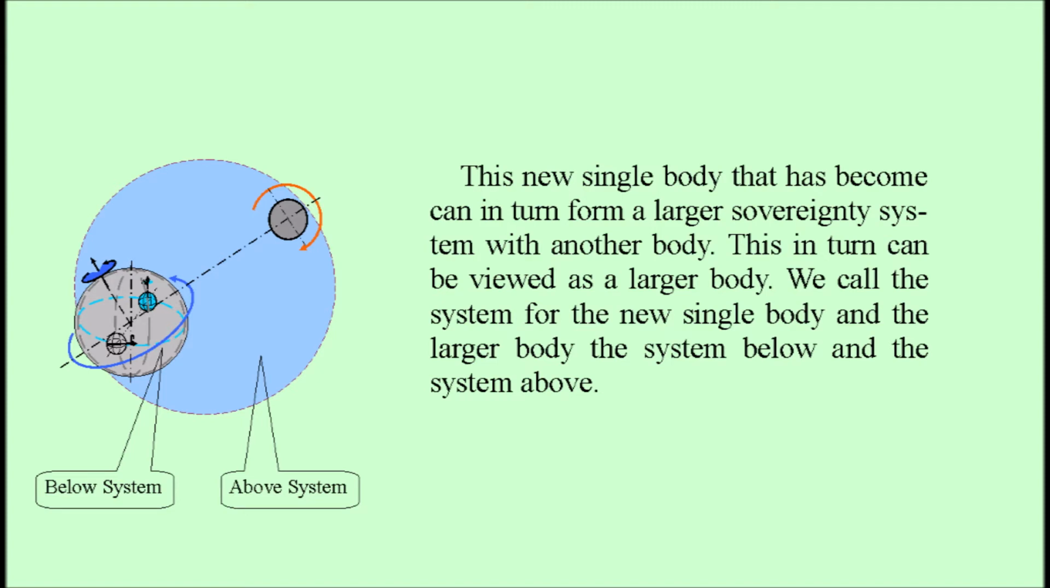This new single body that has become can in turn form a larger sovereignty system with another body. This in turn can be viewed as a larger body. We call the system for the new single body and the larger body the system below and the system above.